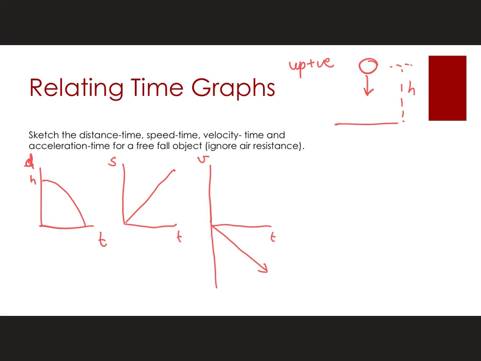And since we're ignoring air resistance this whole time, if I had my acceleration time graph, and since down is negative, my acceleration that whole time then would be negative 9.81 meters per second squared. And it's a constant value, so it would be shown below my x-axis.